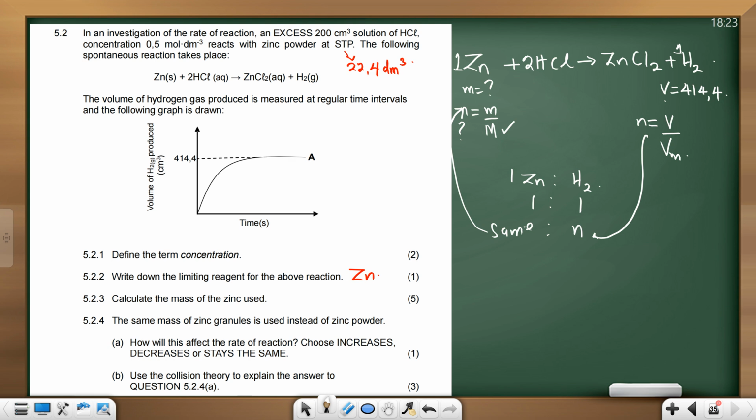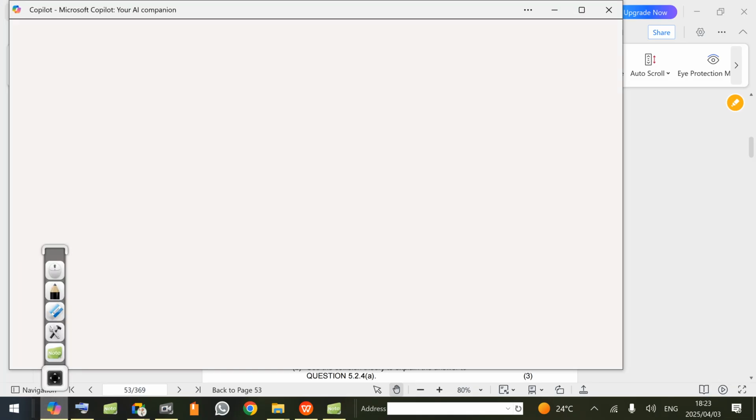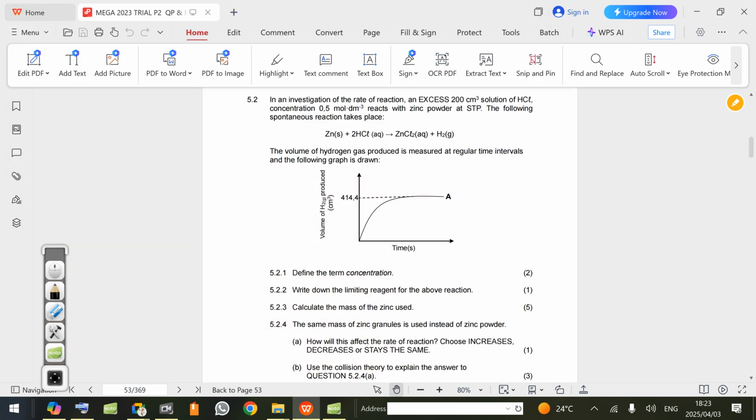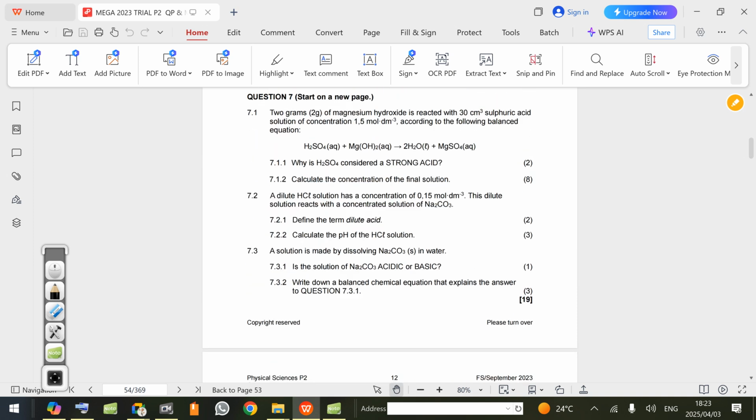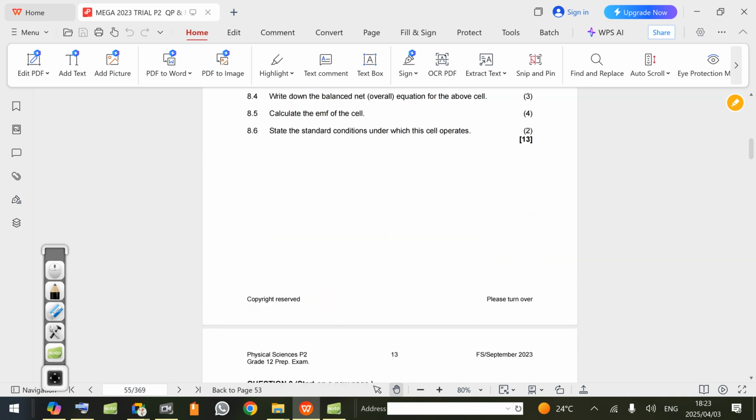I throw that in as n and I get my mass. I want you to try to calculate. Molar mass of zinc, 65. Let's confirm. And guys, if you can see that, that is how stoichiometry is built. And then we are done with this.